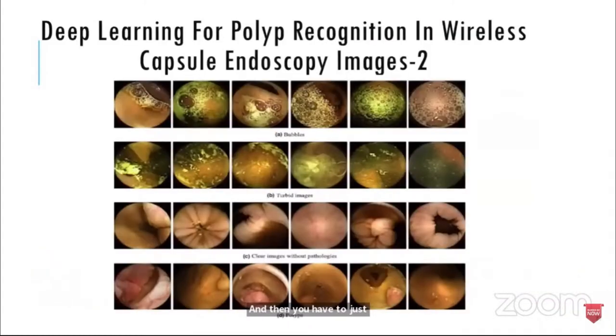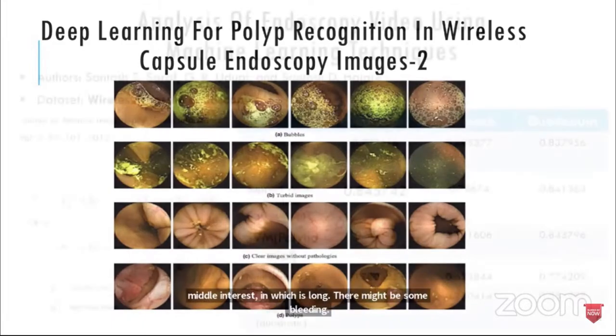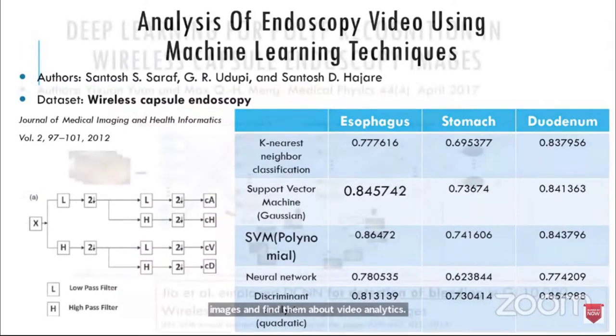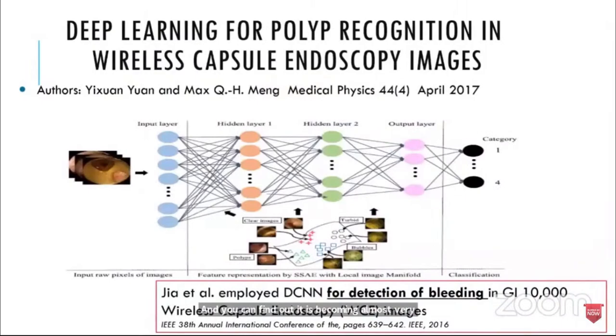And this is because upper GI and lower GI are the only accessible parts. The middle intestine, which is long, there might be some bleeding, polyps. And then you get all those images. And then AI has been used to find out what are those images, finding out video analytics. And you can find out it is coming almost very close. And these deep networks are able to identify even polyps.